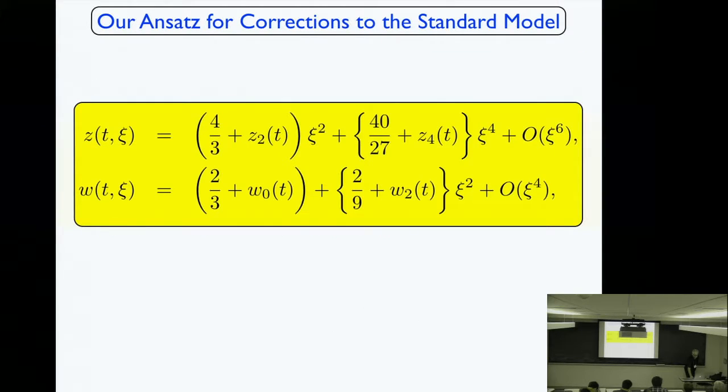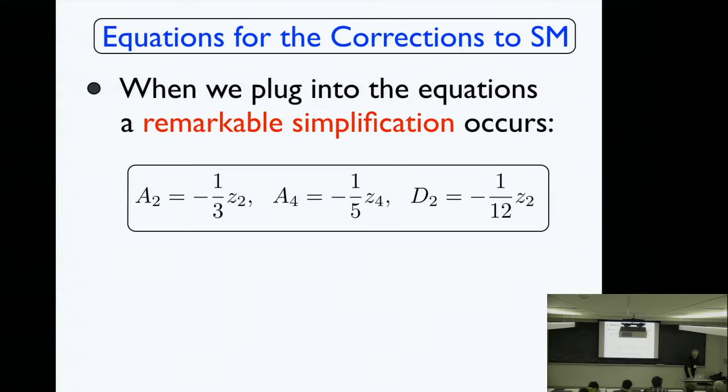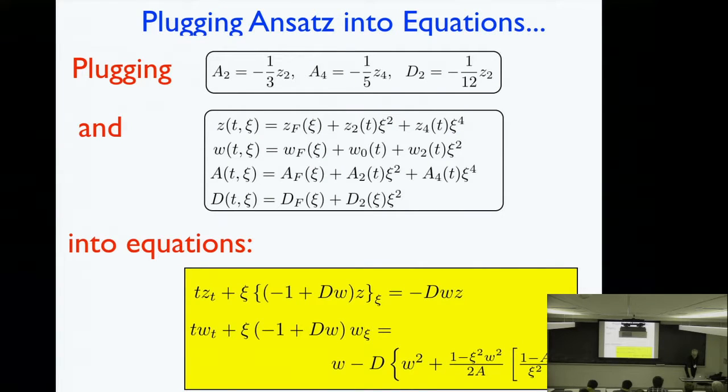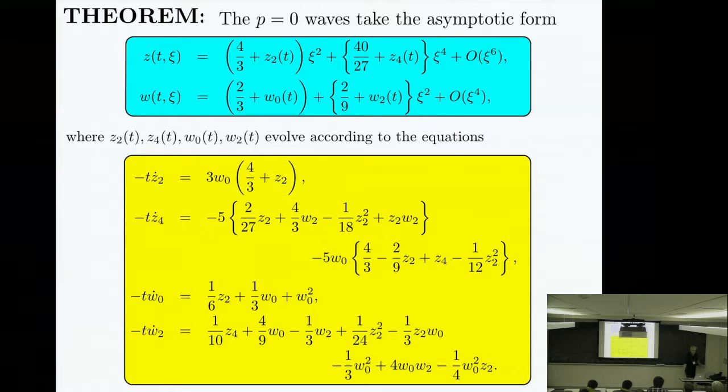So you take that ansatz and you plug it in, and a miraculous thing happens. Three of the equations drop out because they're identities, because we're in a really nice gauge, and things get better. At the end of inflation, you're not in that gauge, so you have to massage the data to do the matching to get the gauge where this holds. I'm not going to say too much about that, but you plug it in, and you get this system of equations.